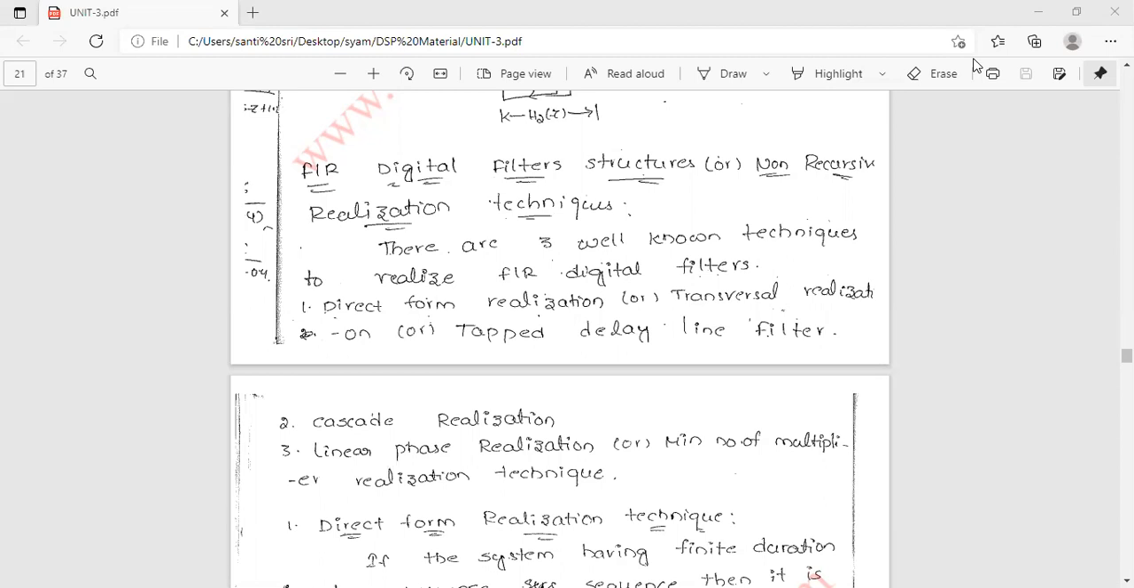In the same manner, we have FIR digital filter structures. These are also called non-recursive realization techniques. Here we have 3 techniques. First one is direct form realization or transversal realization or tap delay line filter. Second one is cascade realization, and third one is linear phase realization or minimum number of multiplier realization technique. So first one is direct form realization technique.